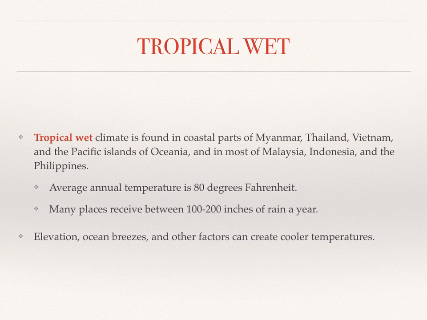Tropical wet. The tropical wet climate is found in coastal parts of Myanmar, Thailand, Vietnam, and the Pacific Islands of Oceania, and it's found in most of Malaysia, most of Indonesia, and the Philippines. In this tropical wet climate, average annual temperature is about 80 degrees Fahrenheit, and many places receive between 100 to 200 inches of rain a year. It's quite a bit. Elevation, ocean breezes, and other factors can cool down the temperature a little bit. It's not quite as hot as you might think.